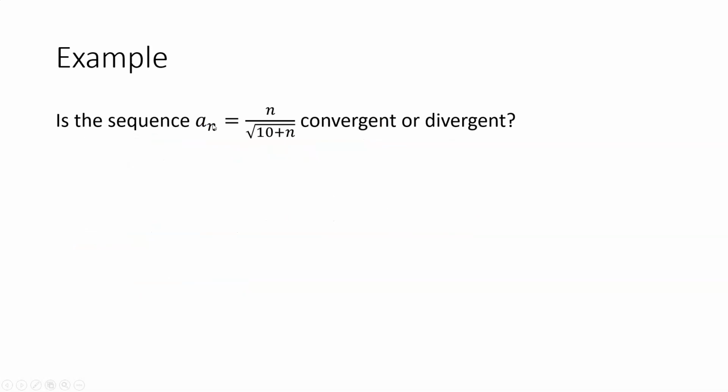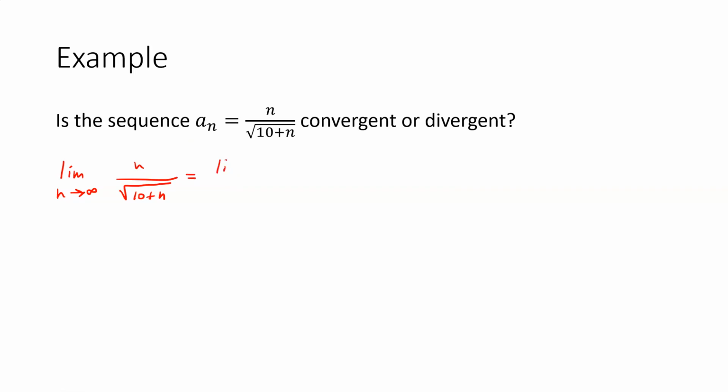How about this sequence? an equals n over the square root of 10 plus n. So is it convergent or divergent? Well, let's see what happens if I were to take the limit as n goes to infinity. In this case, again, it's in this infinity over infinity form. You could certainly use L'Hopital's rule, but let's just try a little algebraic trick.